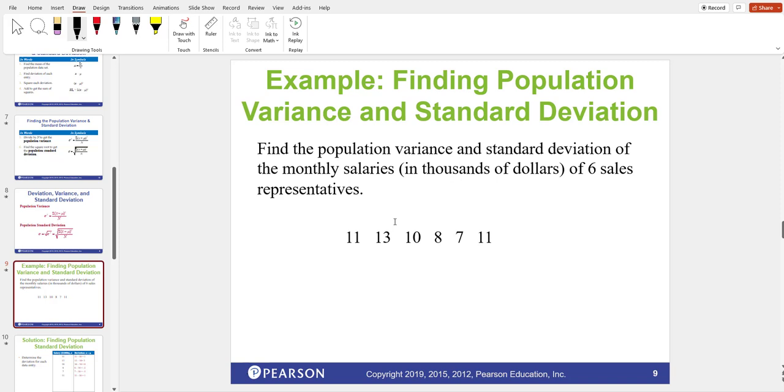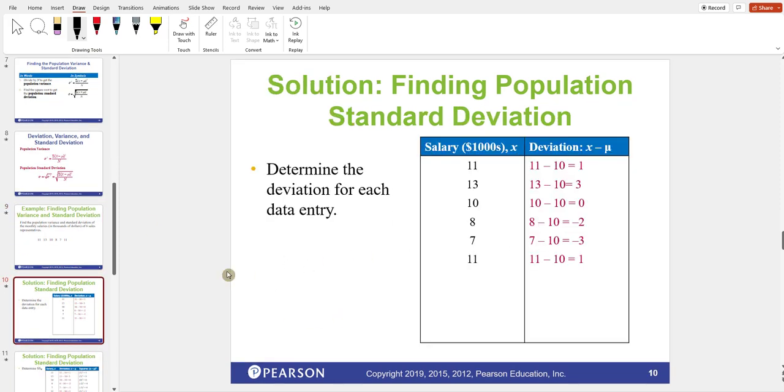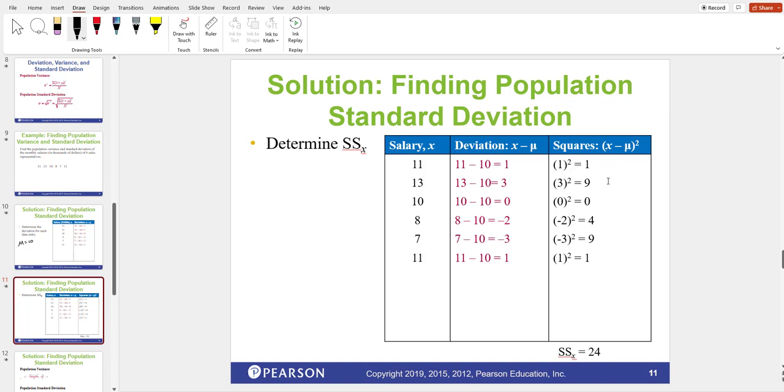So these are the monthly salaries once again. We already know what the mean is. We calculated the mean before and we said it was 10. So you're going to subtract 10 off from each one of these data values. As you can see, you get 1, 3, 0, negative 2, negative 3, and 1. The next thing you're going to do is square each one of those numbers. When you square a negative number, as you can see, it turns into a positive number. And then you're going to add these numbers up, and you get 24.